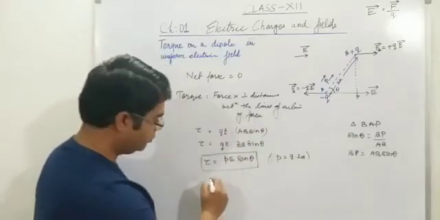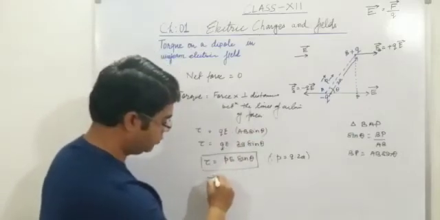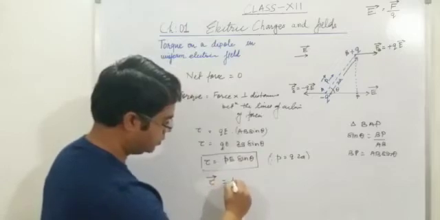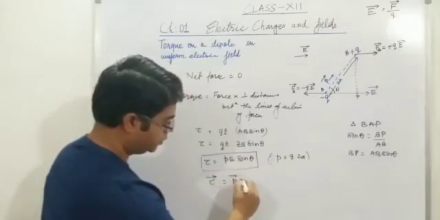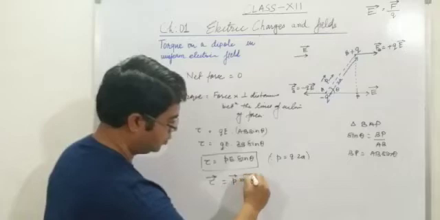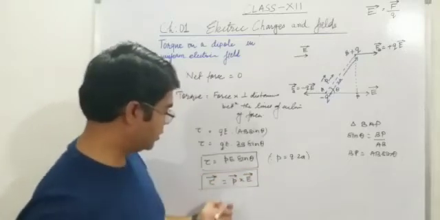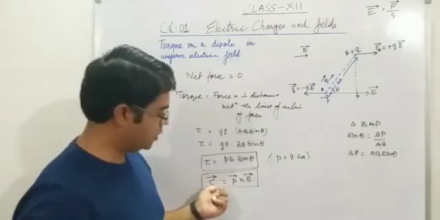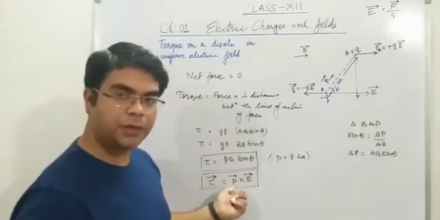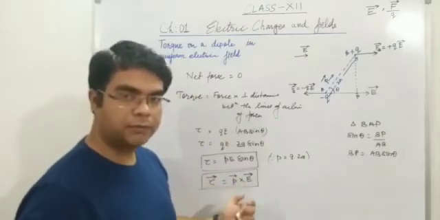Now its vector form can be represented by vector tau is equal to P cross E. That means that torque is equal to the cross product of dipole moment and electric field.